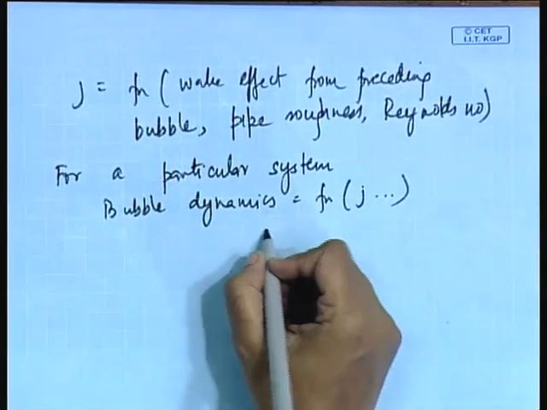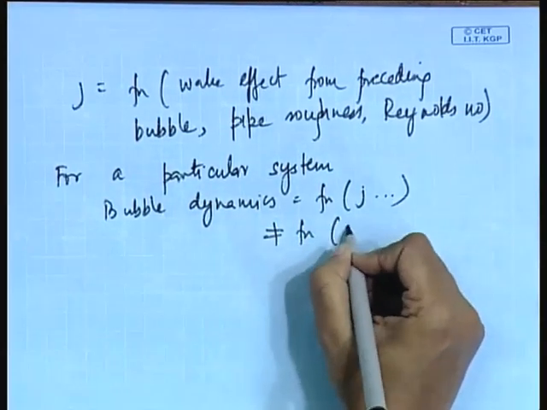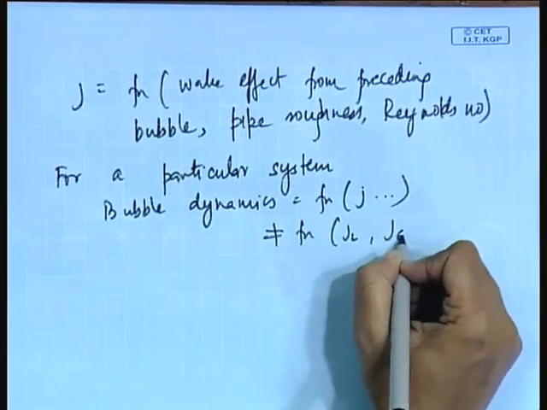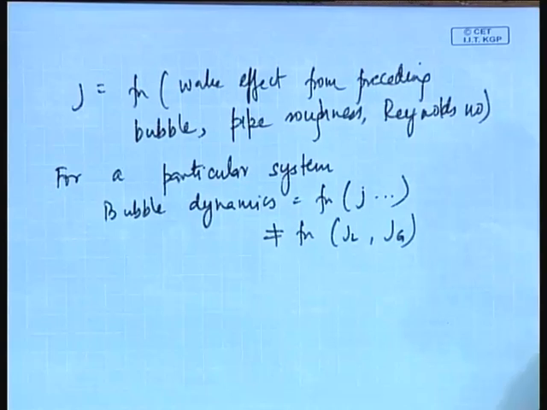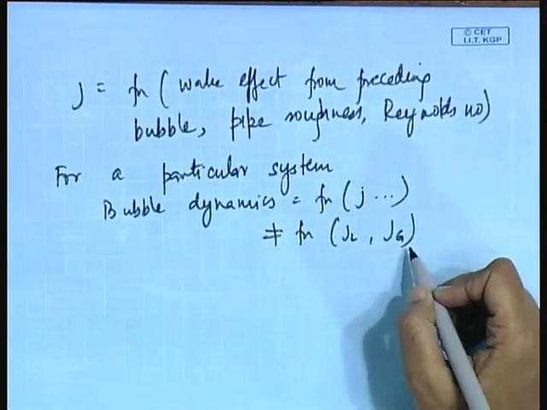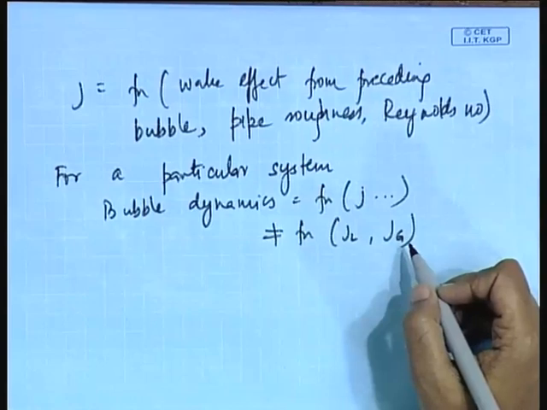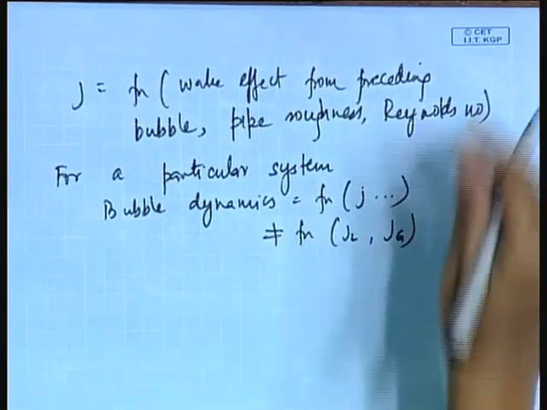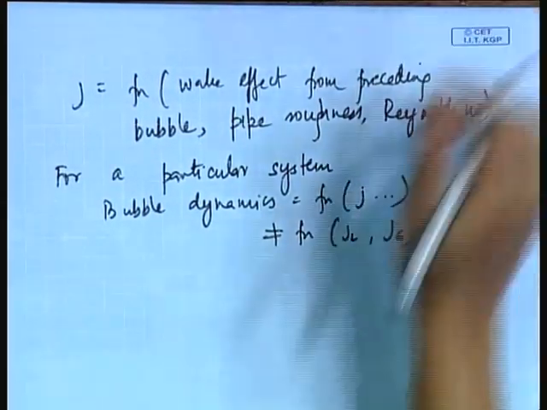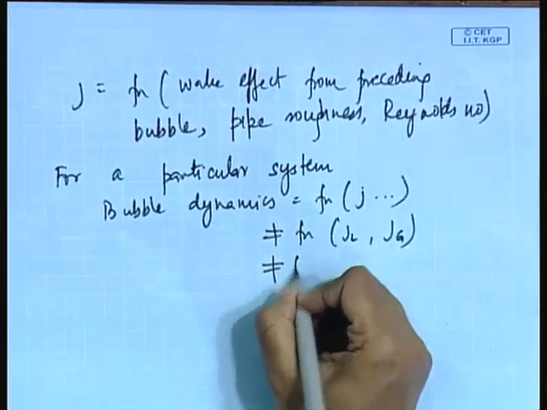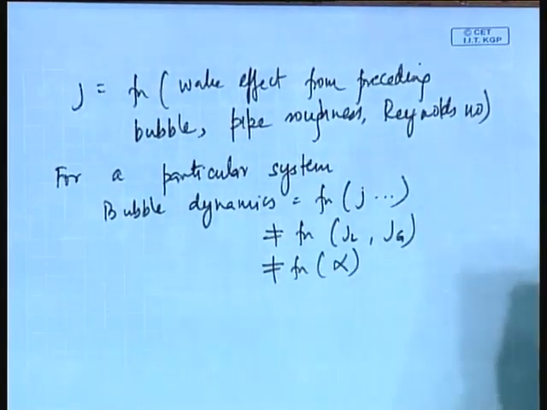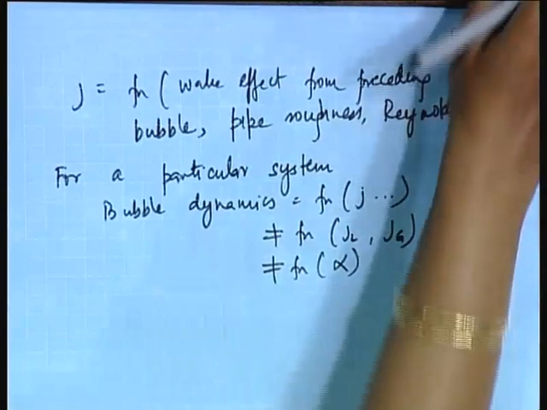It does not depend upon the individual fluxes J_L and J_G. Do you agree with me? It depends upon the total J, because the liquid ahead is moving with J. It does not depend upon the individual flow rates J_L and J_G. Again, if you observe, you find that it does not also depend upon alpha. Why does it not depend on alpha?